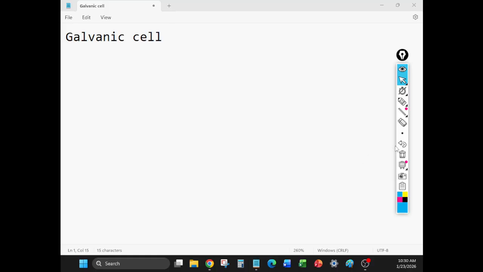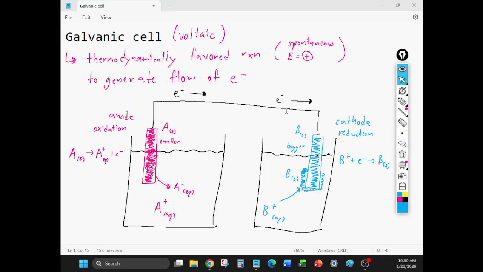But there is one other thing that we need to talk about. It's a very important component, and it's something that completes the circuit. You might have learned in previous science classes that electricity needs to form a circuit. It needs to form a loop. It can't just be one way. And the thing that completes the circuit is this thing called a salt bridge. All right, and the salt bridge is typically made out of a strong electrolyte, so something like KCl.